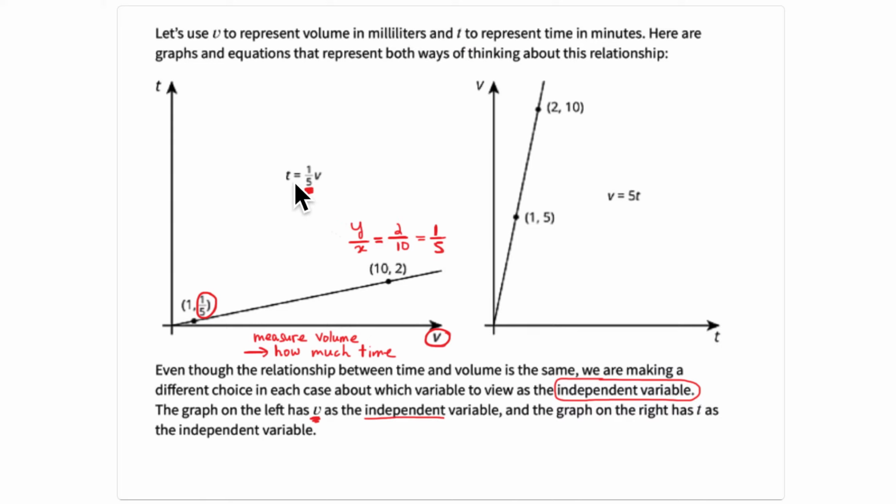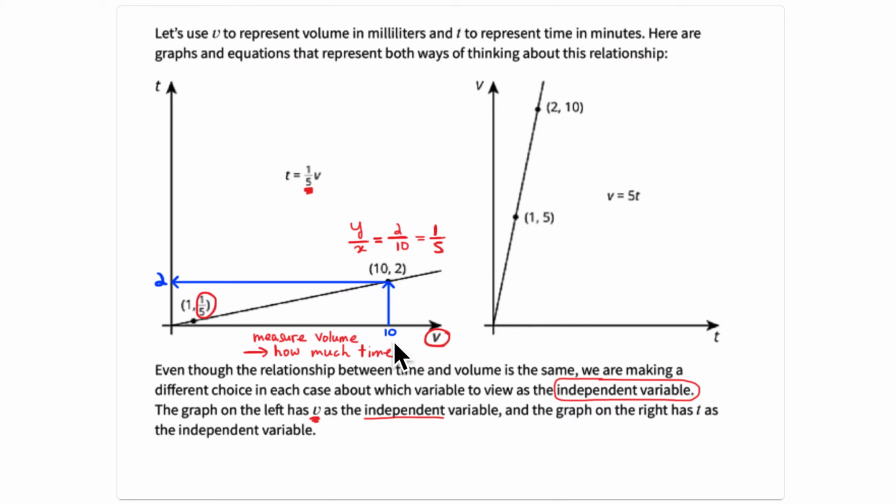And so notice that the time is going to be 1/5 the volume that you collect. So if you collect 1 milliliter, it's going to be 1/5 of a minute. 2 milliliters is 2/5 of a minute. So the amount of time is always going to be 1/5 the units of volume.